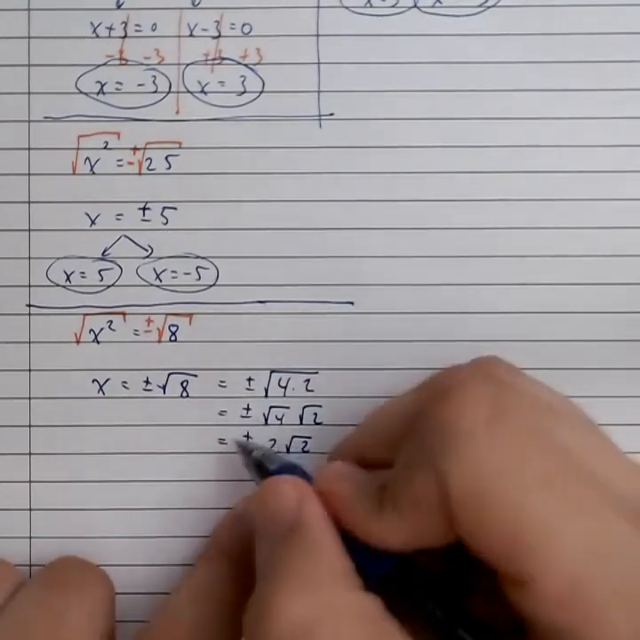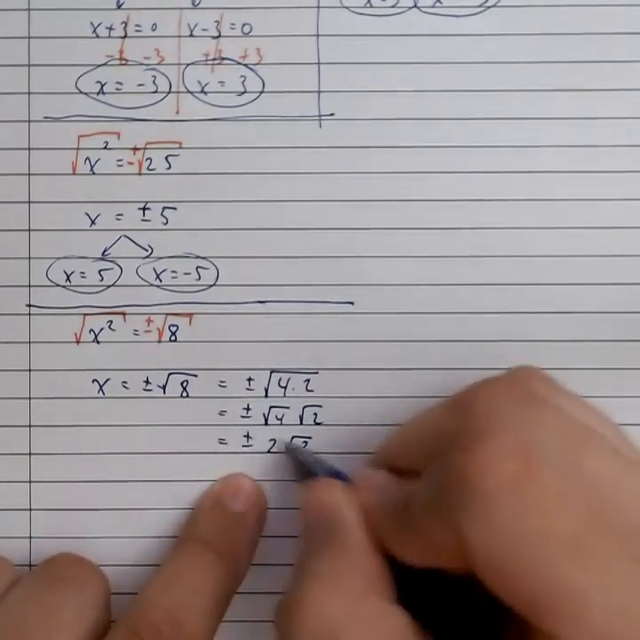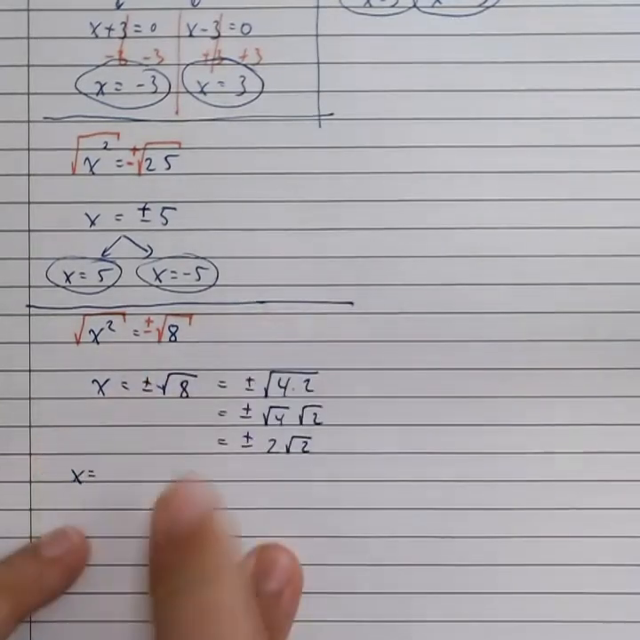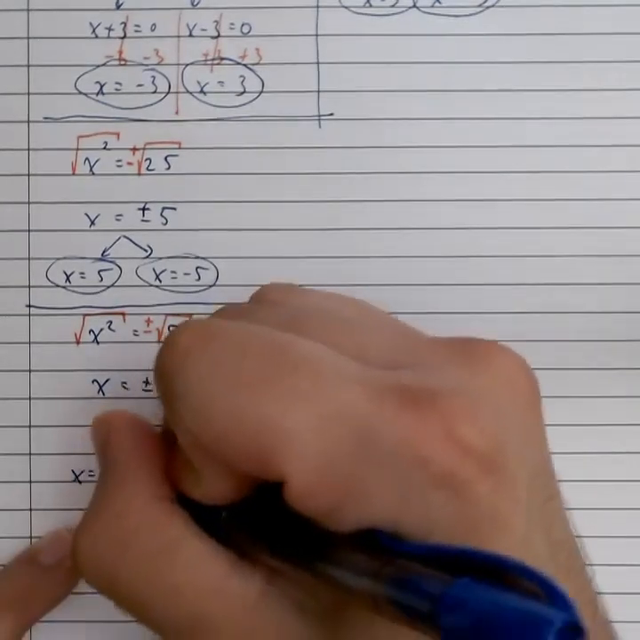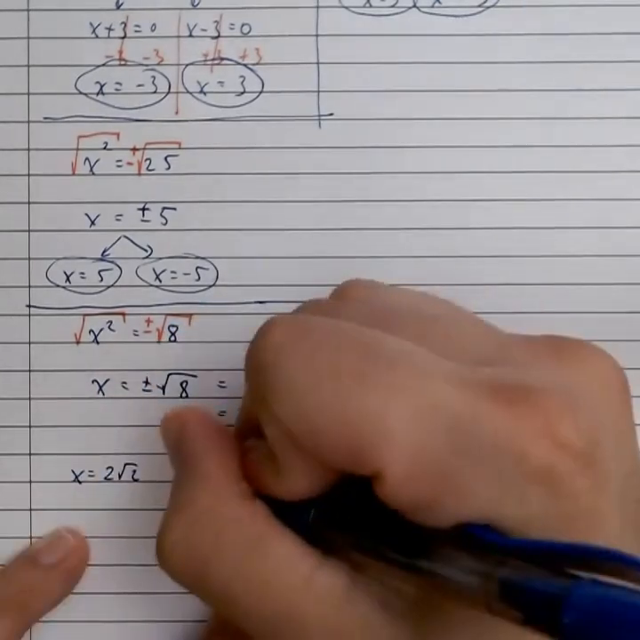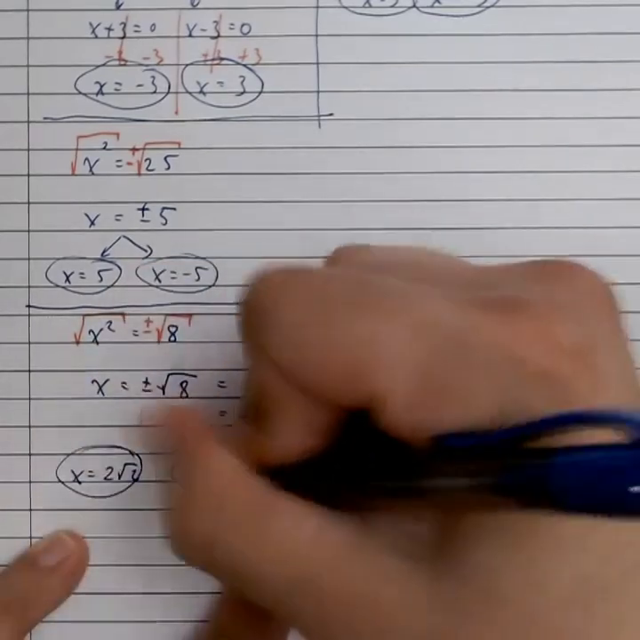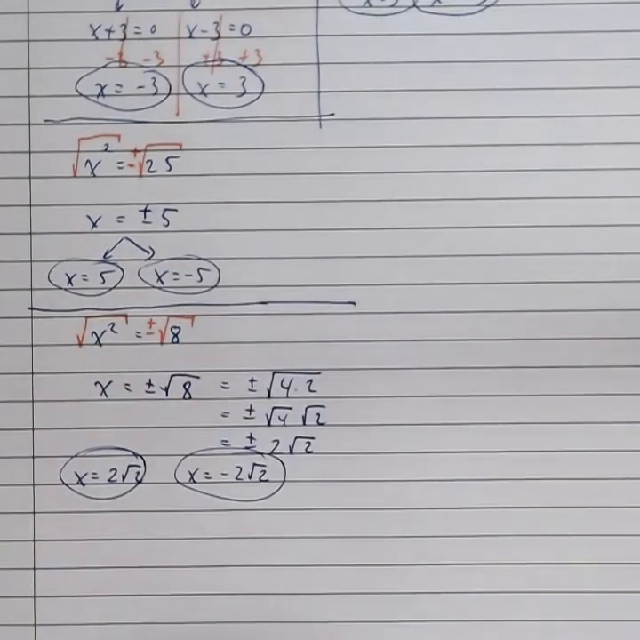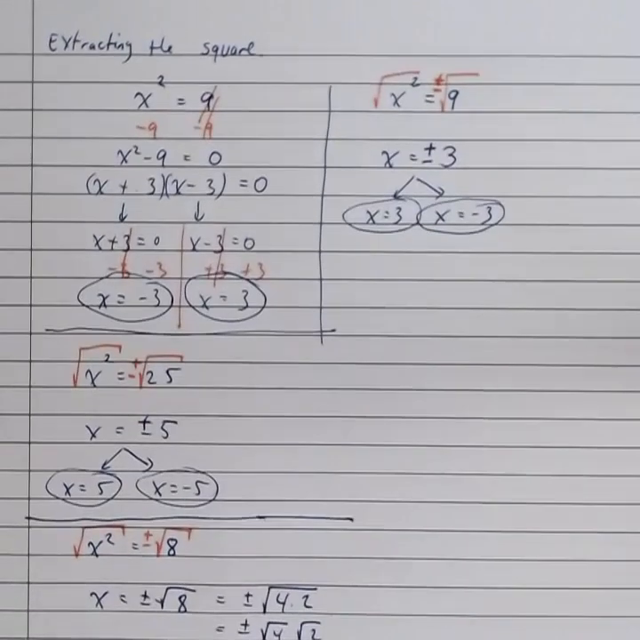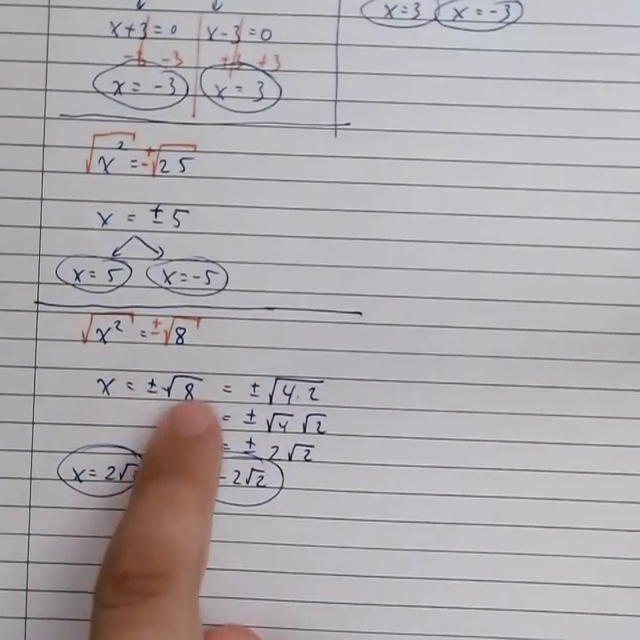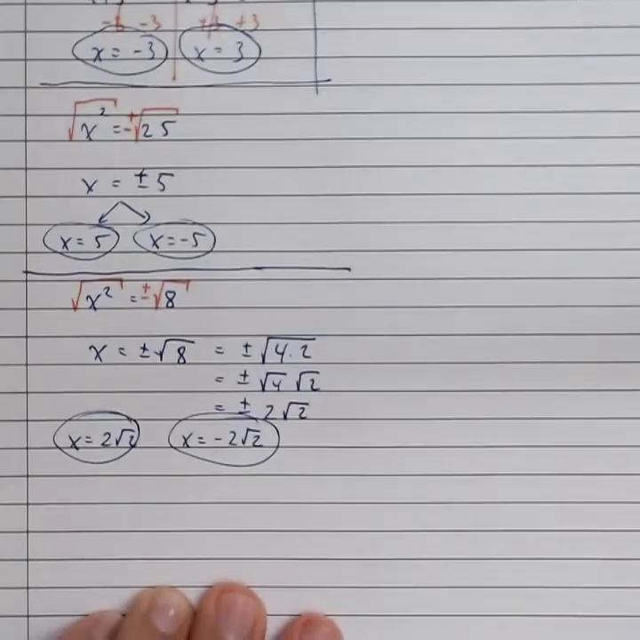And there we go. There are our solutions. Let's write them as two separate answers. x equals positive 2 root 2, and separately, x equals negative 2 root 2. And these are my solutions. Notice that wouldn't have been very nice with factoring. For factoring, I have to find two numbers that multiply to give me something or add up to give me something. Here, I didn't have to do any of that. This number would not have been very nice to work with. But by extracting the square, I don't have to work with it that way.